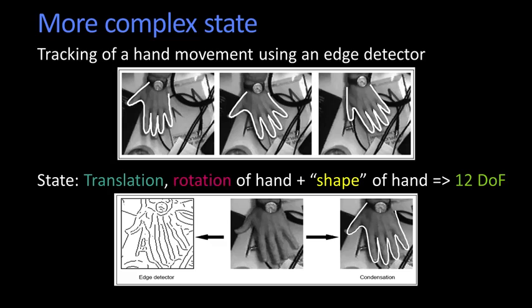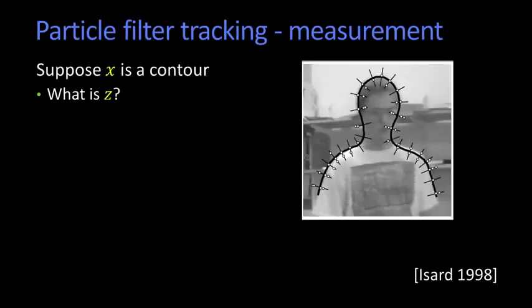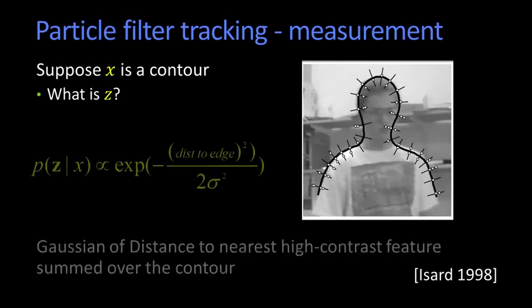So that's even more difficult to do the tracking with particles, because you have to have a lot of particles in order to do this. Okay, that's about the state. What about the measurement? Okay, what about Z? All right, here's another picture taken from that paper.